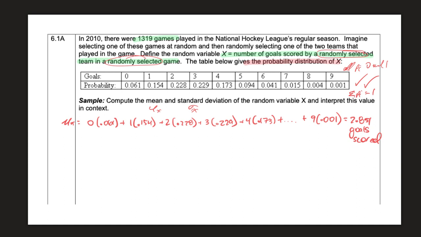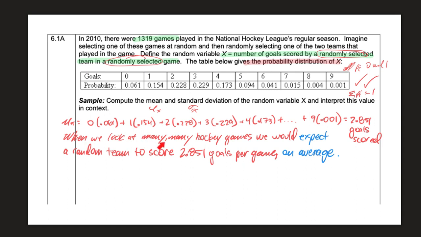So what does that mean? When we look at many hockey games, we would expect a random team to score 2.851 goals per game on average. Put those in different colors so they stand out to you. Okay, it's important that we use these terms, expect, because we're looking at expected value, and they're asking what this average means in the context. And because we're using a very specific number, 2.851, we calculated it using the distribution. We are very explicit and say that it is on average. It is an average.